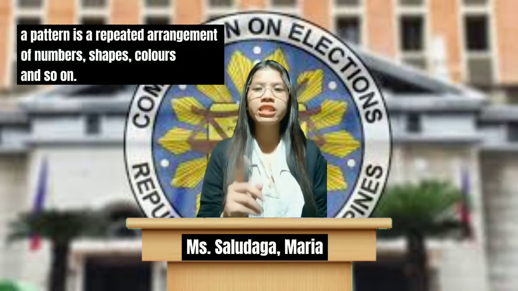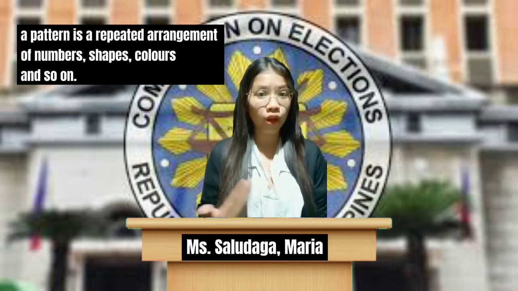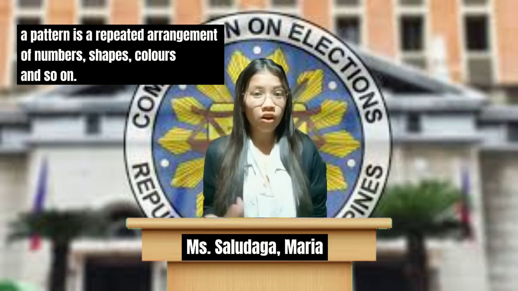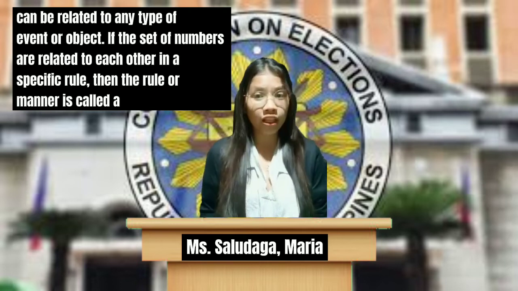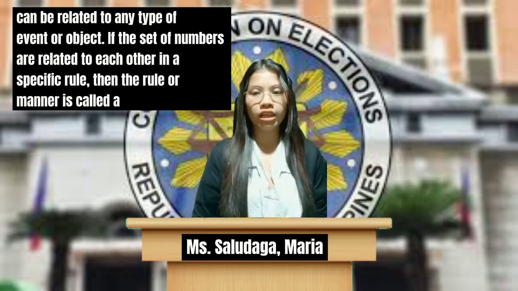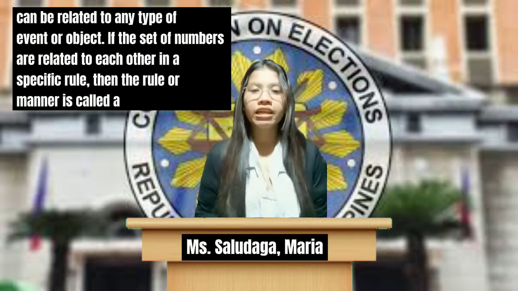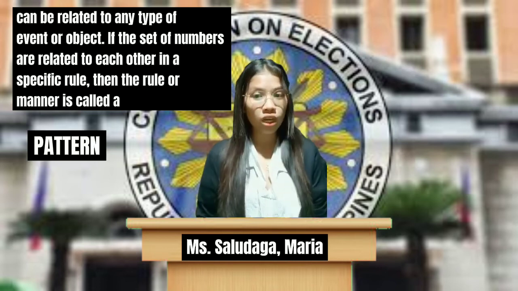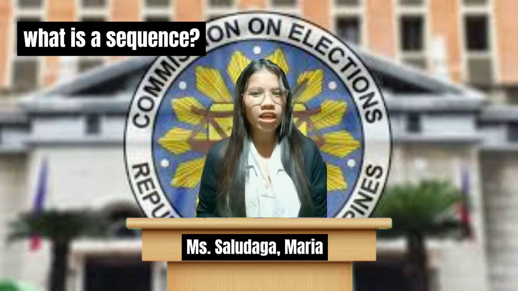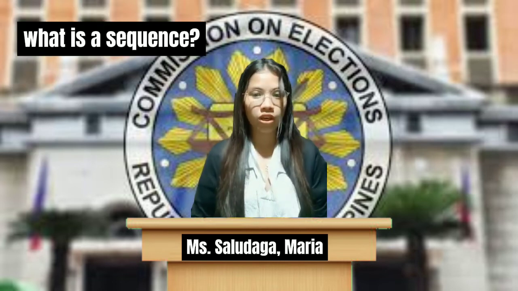In mathematics, a pattern is a repeated arrangement of numbers, shapes, colors, and so on. The pattern can be related to any type of event or object. If the set of numbers are related to each other by a specific rule, then the rule or manner is called a pattern. Sometimes patterns are also known as a sequence. What is a sequence? It's a succession of numbers in a specific order.